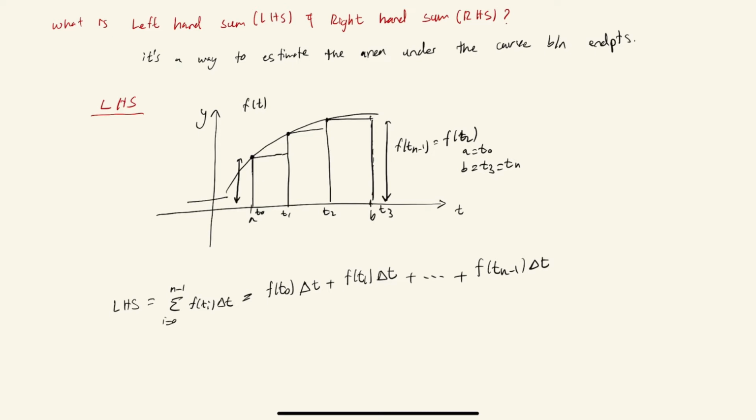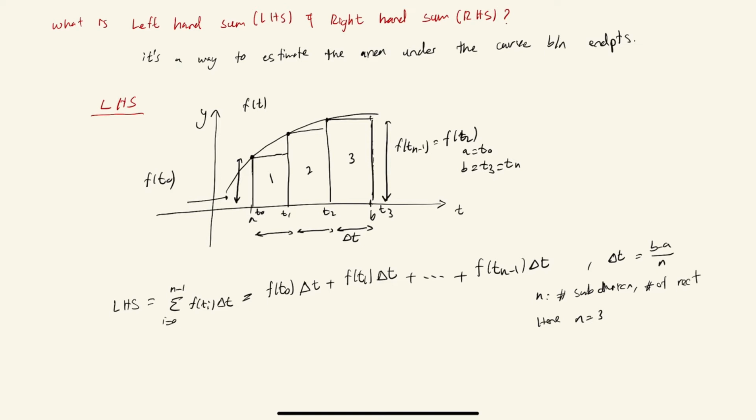Now, the height of the first rectangle is f of a, or f of t naught. The width of each rectangle is represented by delta t. It's the same for each, and delta t is b minus a, the endpoints, over n. n is the number of subdivisions, or number of rectangles in this case. Since we represented this area under the curve from a to b by 3 rectangles, n is 3 here.